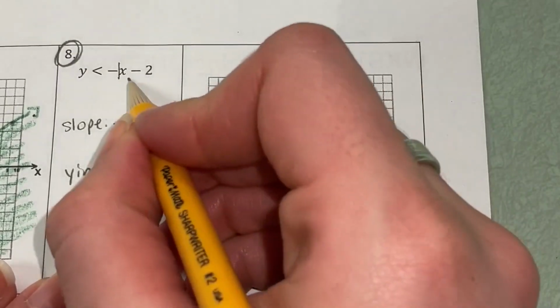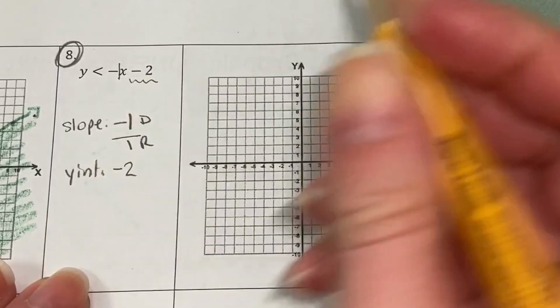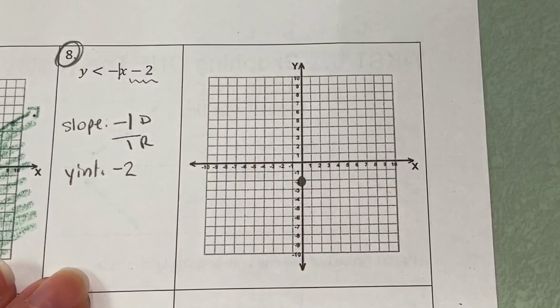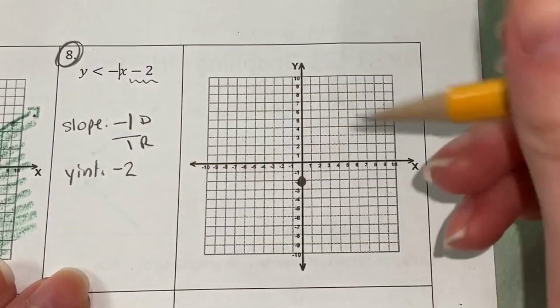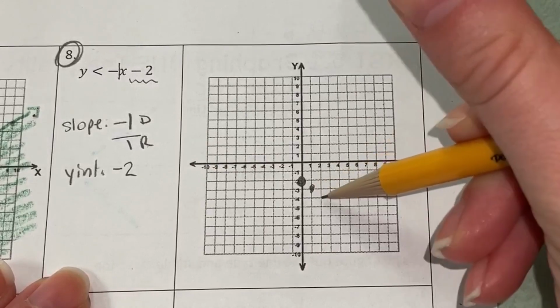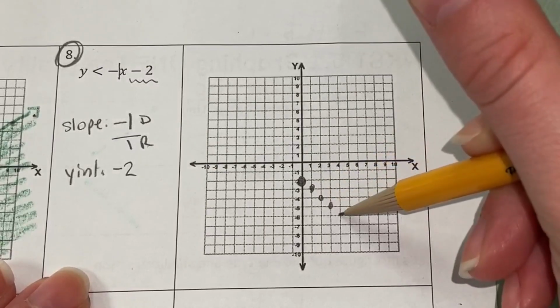The y-intercept is this -2. So let me plot that -2 first, because that's always on the y-axis. That doesn't change. This tells me go down 1, right 1. So from here, I'm going to go down 1, right 1. And I'm going to do that until I can't do that anymore.